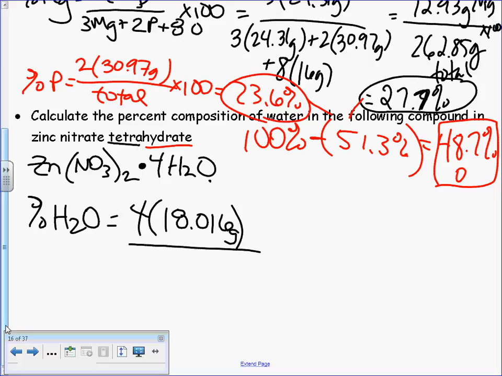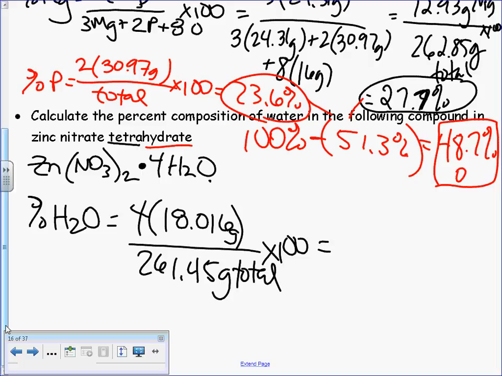So in your calculator, let's add this up. What does zinc weigh? 65.38. Plus how many nitrogens? 2 nitrogens, so plus 2 times 14. Plus how many oxygens? 6 of them, so plus 6 times 16. Plus how many waters? Because water is still included in the total. So 4 times 18.016. Alright, so you have your total mass of what? 261.45 grams total.